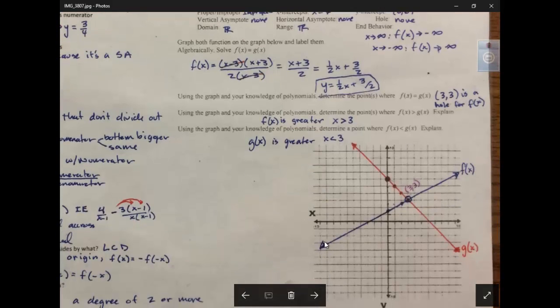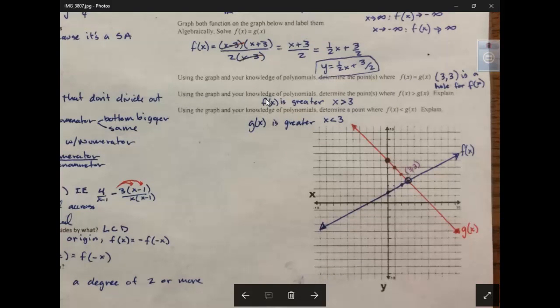So as f of x is coming through right here, even though g of x is crossing that point right there, 3, 3, there's a hole. So technically the solution is that they're never equal. There is no point where they're equal.